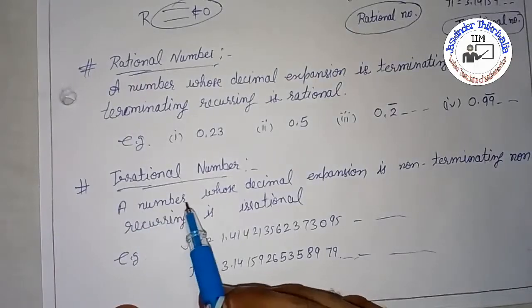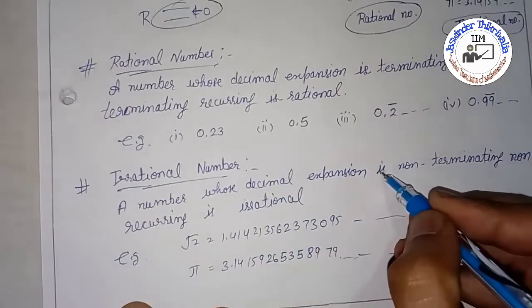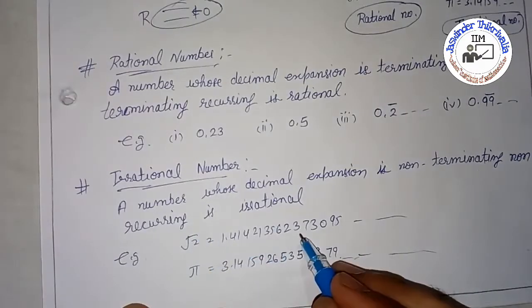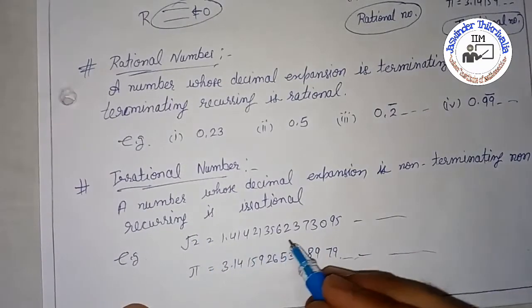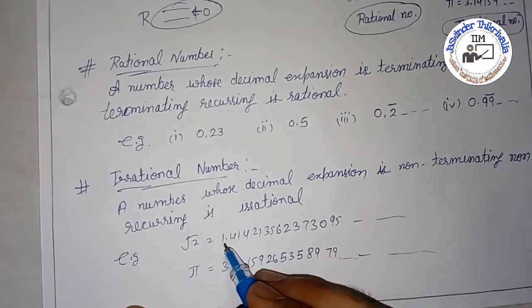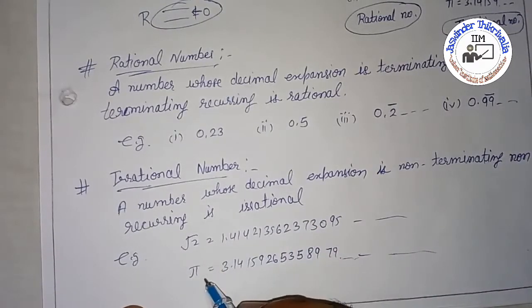Next is the irrational number. If the decimal expansion is non-terminating and non-recurring, meaning it never terminates and never repeats, then it is of an irrational number. Examples here are under root 2 and pi.